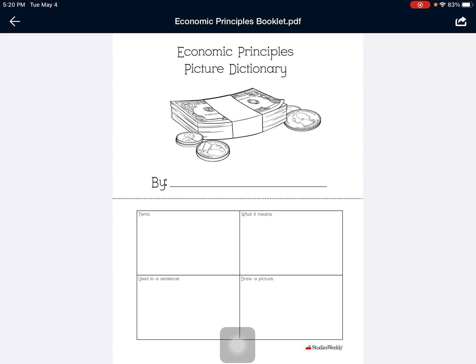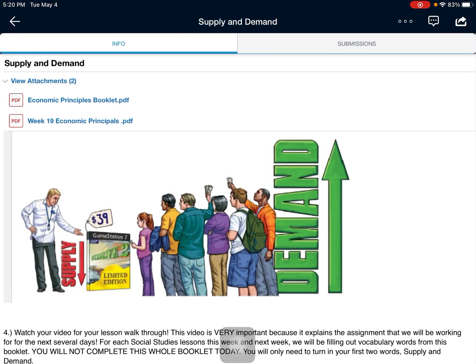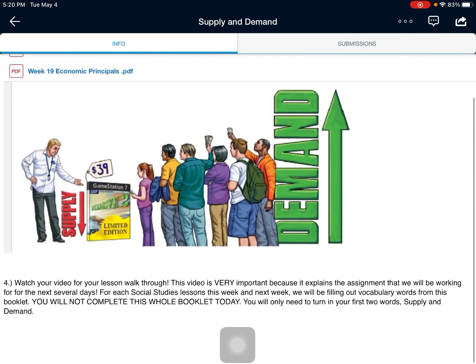We will be filling this out as we complete our week this week, and then it will also go into next week as well. So this is what we're going to be filling out, and it's going to take us a little bit of time to do that as we learn our vocabulary. Today we are focusing on 2 words, supply and demand, and those are the 2 words that we will be adding to our vocabulary booklet.